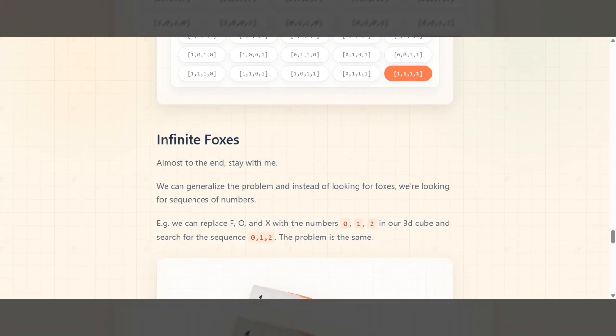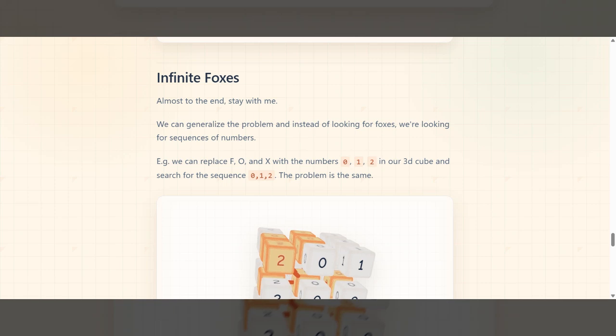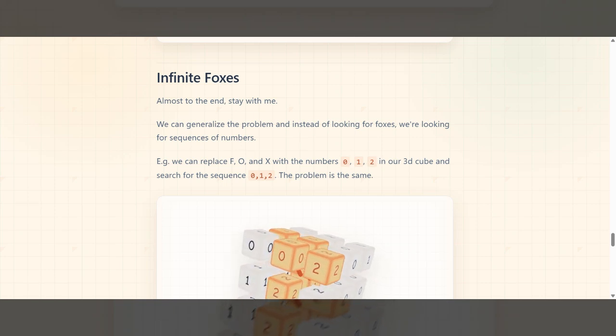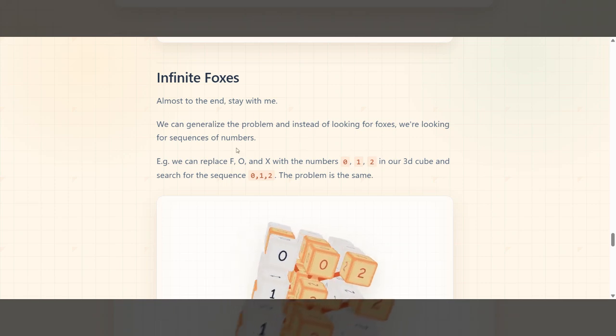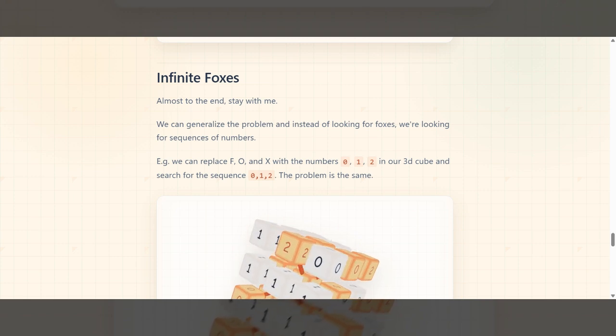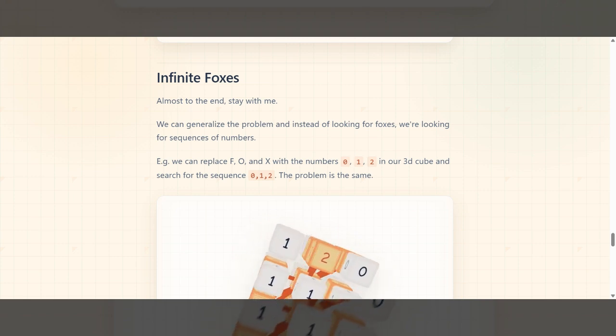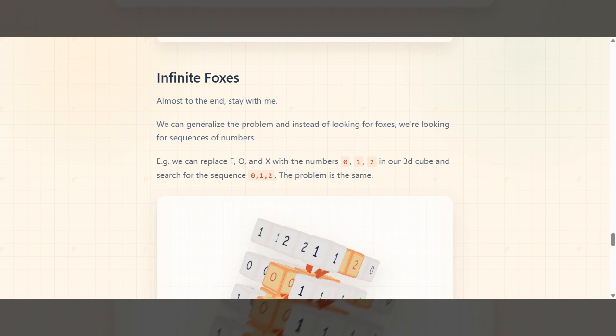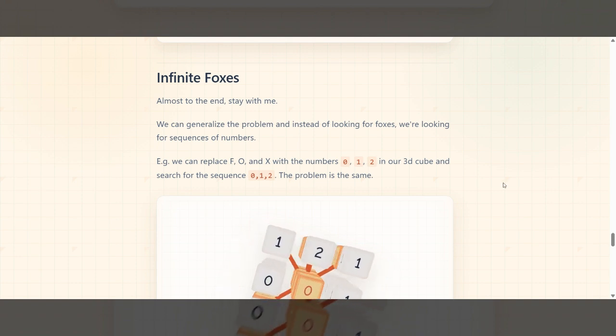Infinite photos. Almost there, stay with me. We can generalize the problem. Instead of looking for photos, we're looking for sequences of numbers. For example, we can replace the photos with the numbers 0, 1, 2, and 3, and search for the sequence 0, 1, 2. The problem is the same.